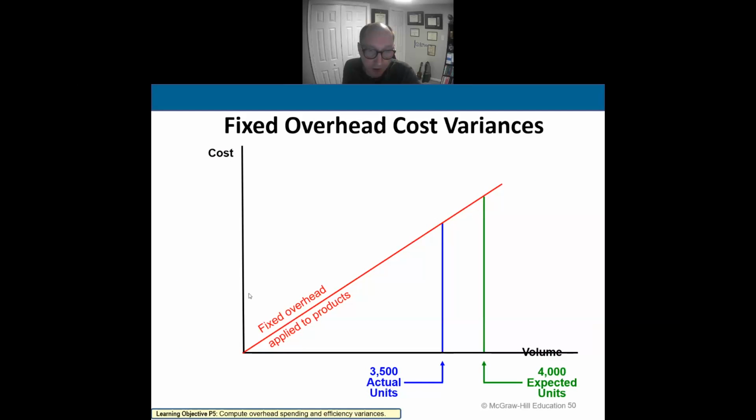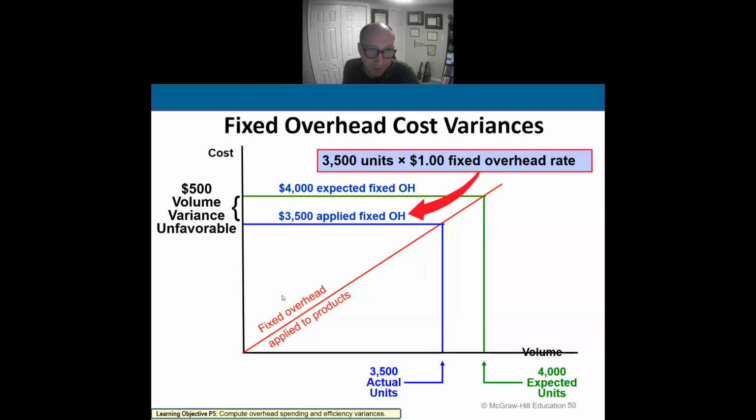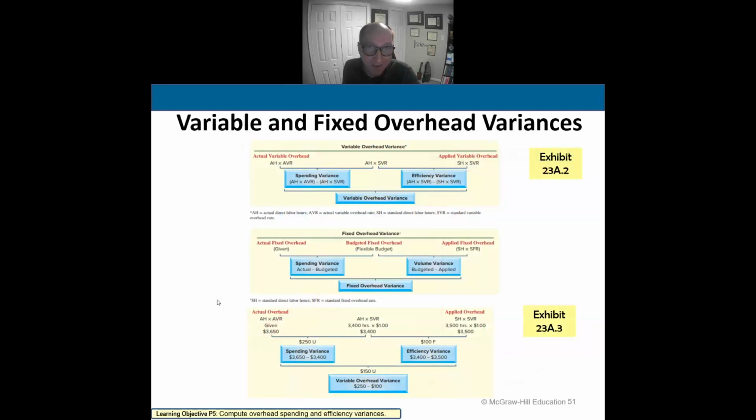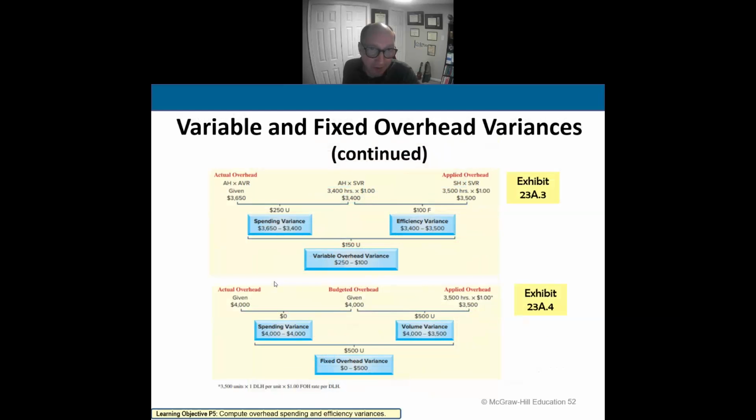We can do this graphically. Nice little graphic. Actual minus the applied. Here's a nice summary chart.